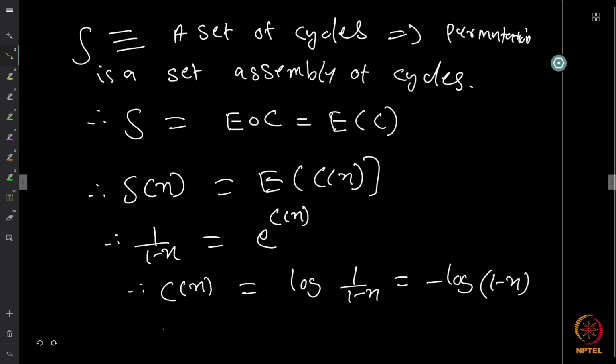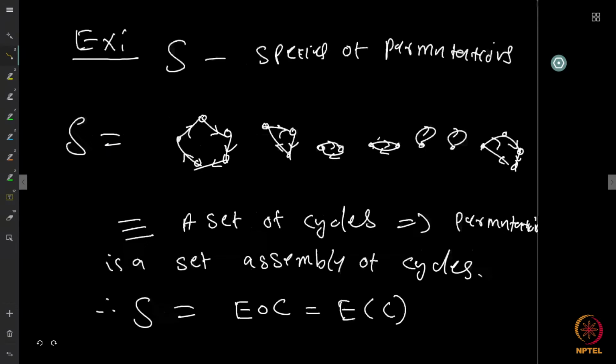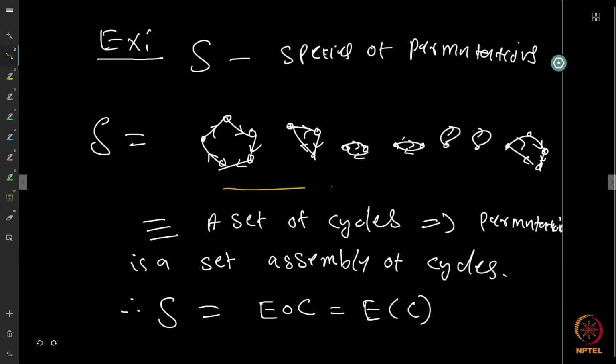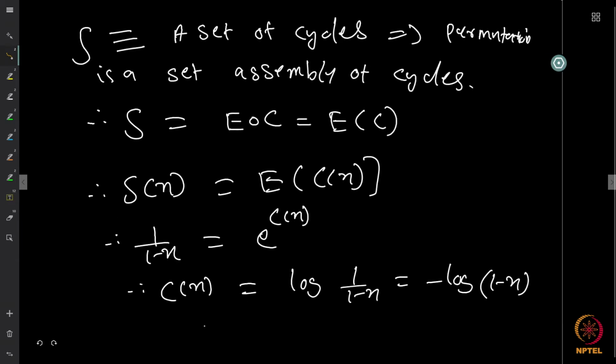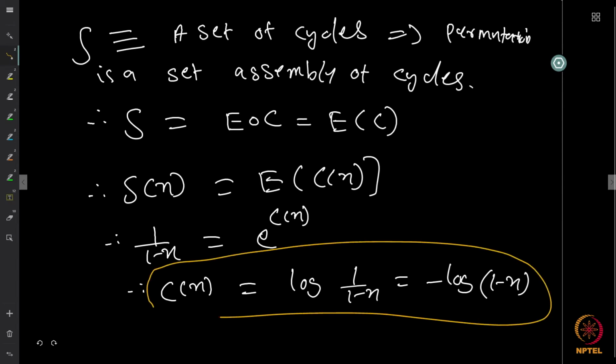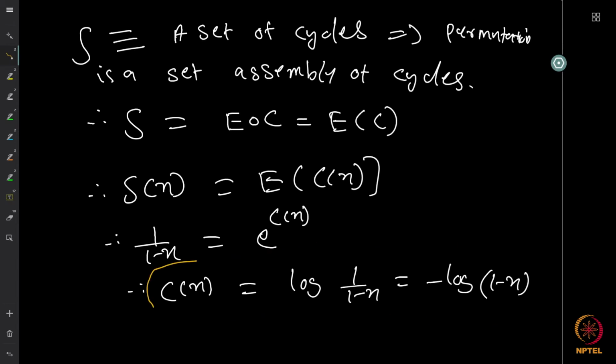Okay, so using just this observation that a permutation is basically a set of cycles, we can directly find the generating function for the cyclic permutations.